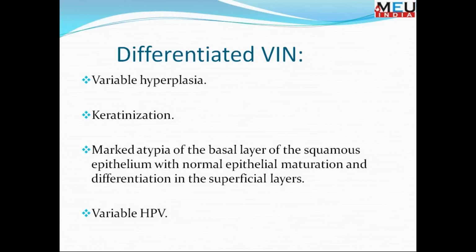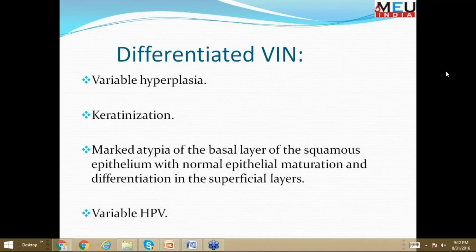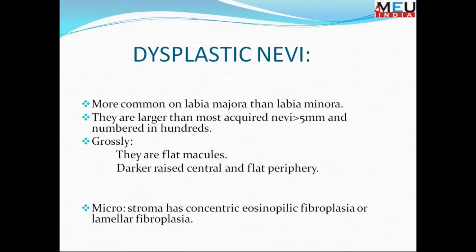There is a term vulvar intraepithelial neoplasia, just like cervical intraepithelial neoplasia. It involves the variable hyperplasia along with keratinization and marked atypia of the basal layer of the squamous epithelium with normal epithelial maturation and differentiation in the superficial layers. There is variable human papilloma virus. Quite often on the labia majora, then on the labia minora, we see dysplastic nevi.